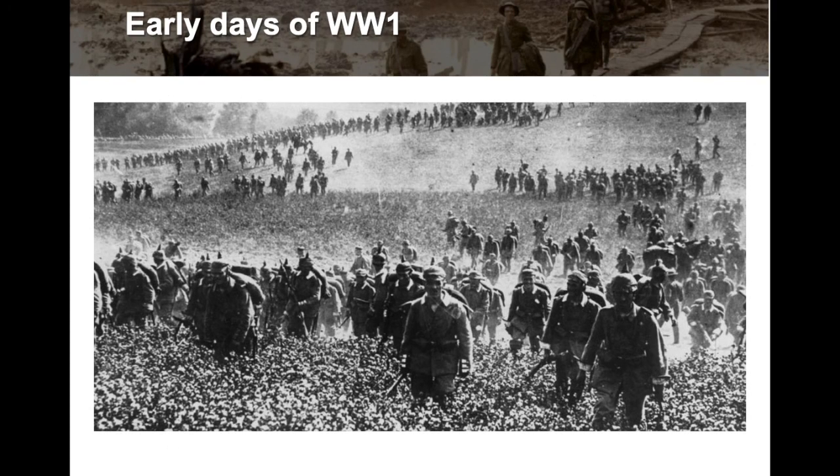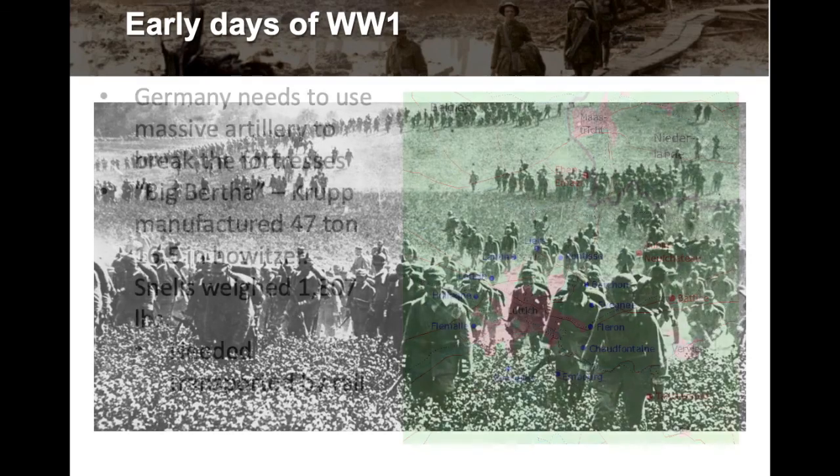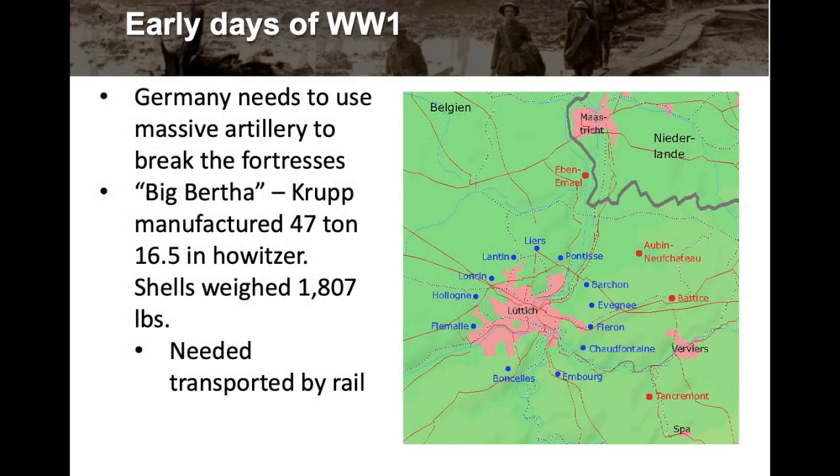So here's a photograph of German soldiers moving into Belgium. They obviously haven't met the Belgians yet at their forts. This is one of the earliest photographs of World War I. Early days of World War I. Germany needs to use massive artillery to break these fortresses. Okay, so the Germans are coming across.